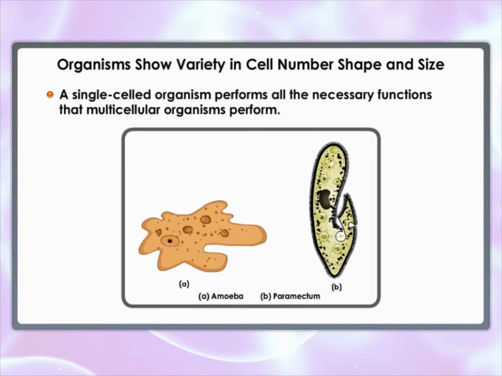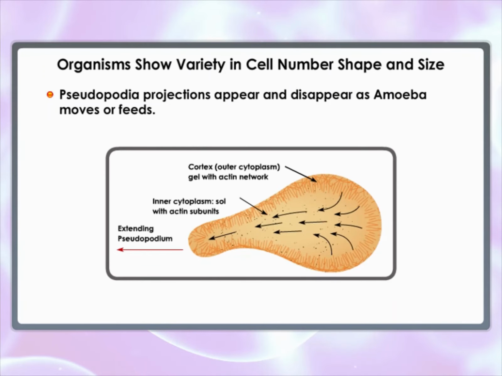Similar functions in multicellular organisms are carried out by groups of specialized cells forming different tissues. Tissues, in turn, form organs. Let's move to the shape of cells. The shape of amoeba appears irregular. In fact, amoeba has no definite shape unlike other organisms. It keeps on changing its shape.